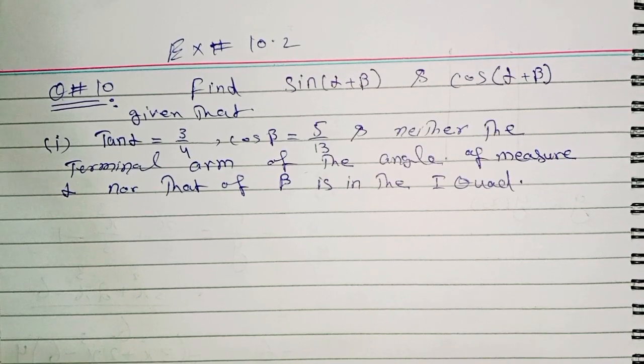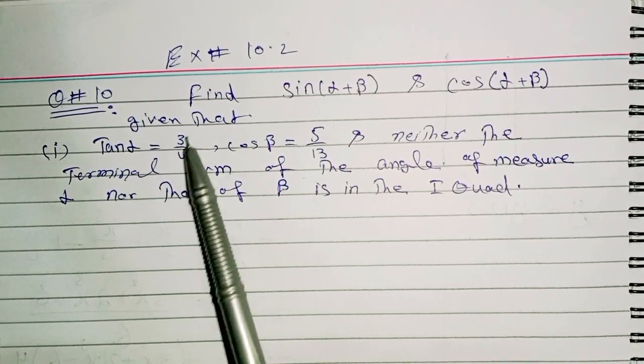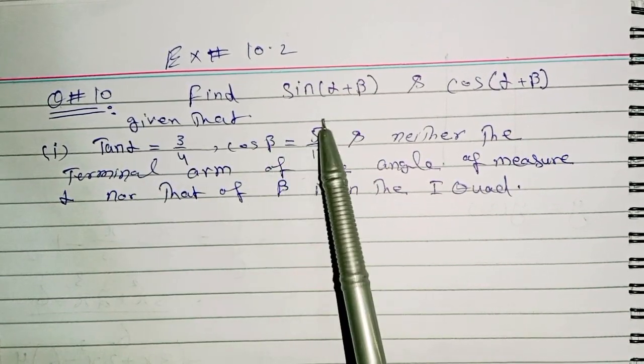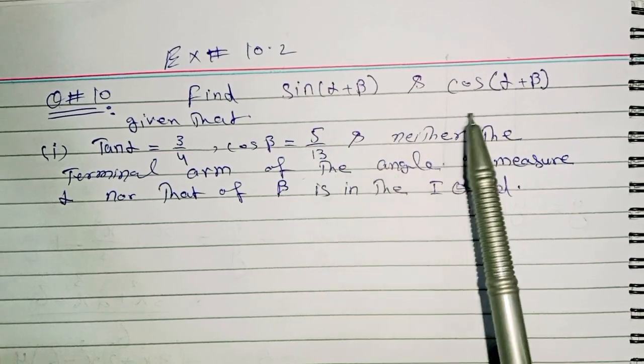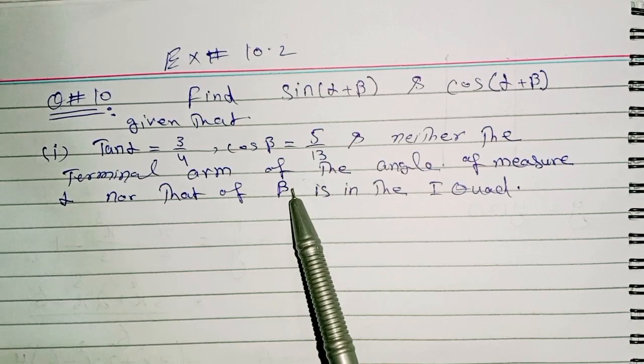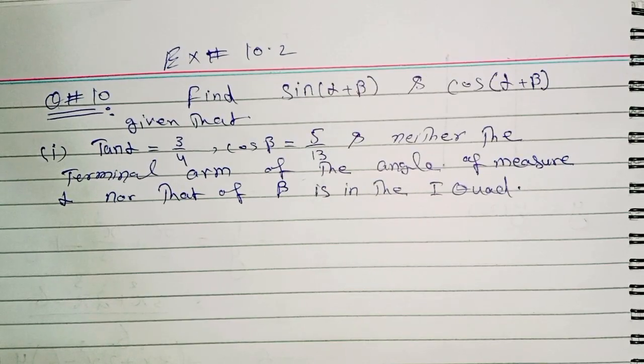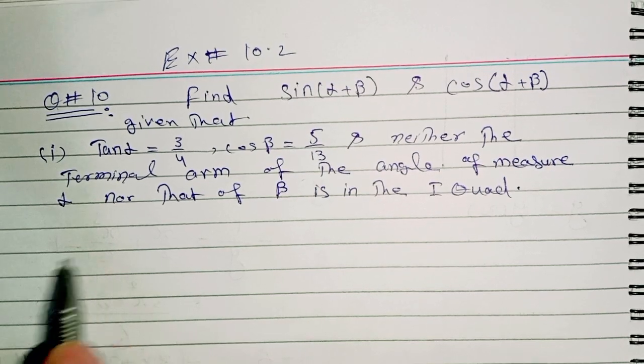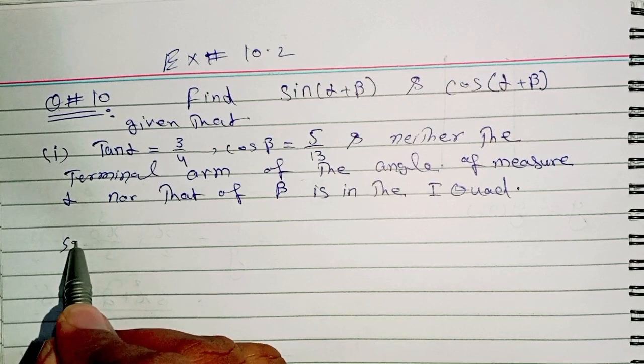We are given that tan alpha is equal to 3 by 4, cos beta is 5 over 13, and also given that angles alpha and beta do not lie in the first quadrant. Here we are given that alpha and beta do not lie in quadrant first. So now we start the solution.